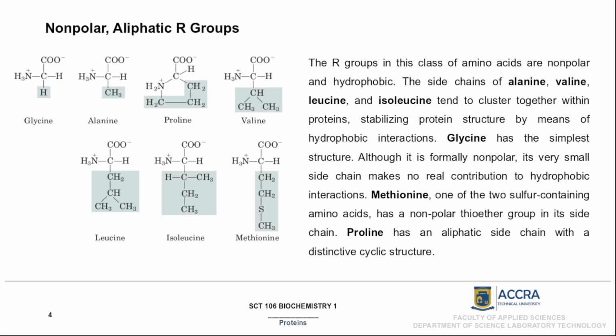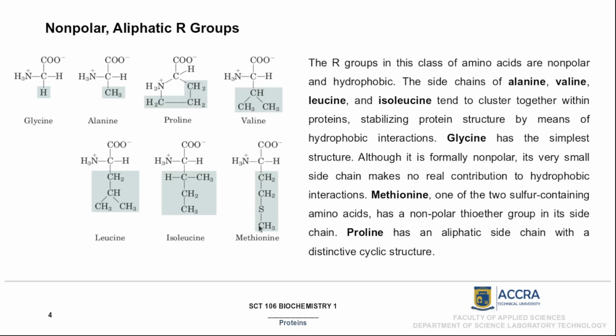Methionine, one of the two sulfur-containing amino acids, has a nonpolar thioether group in its side chain. So you see methionine having a sulfur in its side chain. There are only two amino acids with sulfur in them. We will be seeing the second one along the line. So methionine is one of those. So you see a thioether group, a sulfur bonded to an ethyl group and a methyl group. This is the thioether group that you have in methionine.